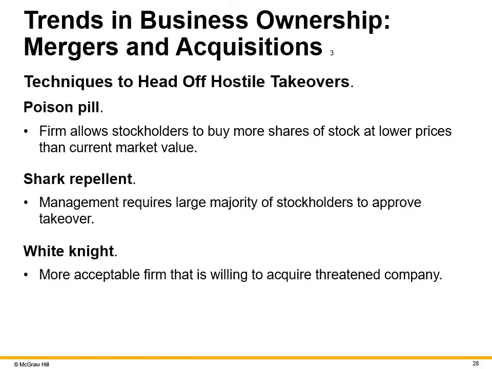A poison pill is when the firm allows stockholders to buy more shares of stock at a lower price than current market value to head off a hostile takeover. Shark repellent is when management requires a large majority of stockholders to approve the takeover. And a white knight is a more acceptable firm that is willing to acquire a threatened company.